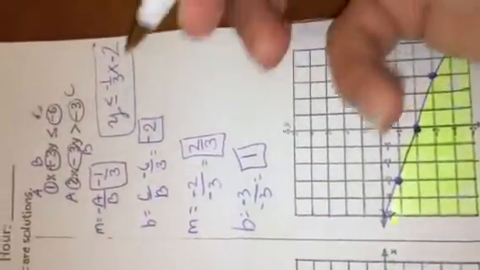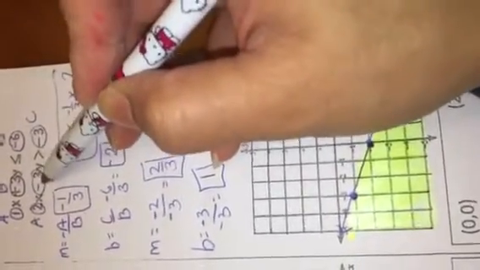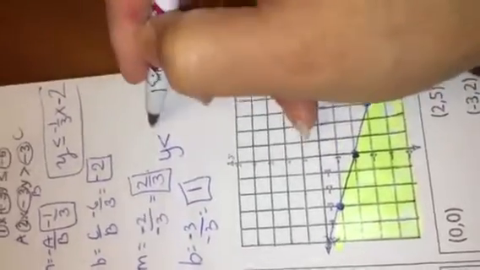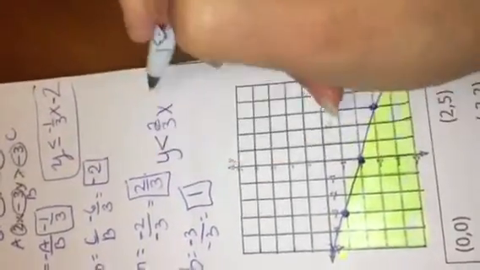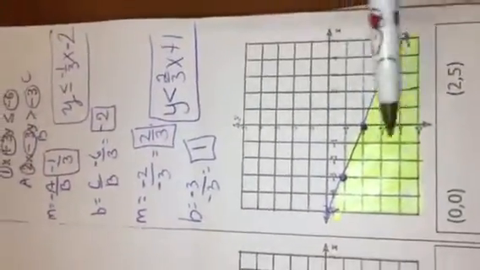So write your new inequality in slope-intercept. Y. Am I going to change my sign? Definitely, because Y is negative. So it's going to go to a less than. Then your 2/3 X, and then +1. So there's that inequality. So let's go ahead and graph that.